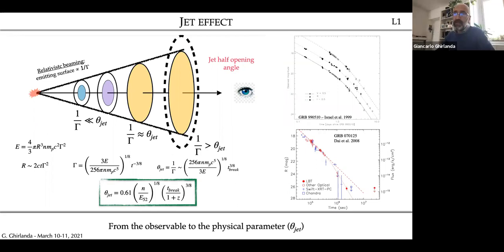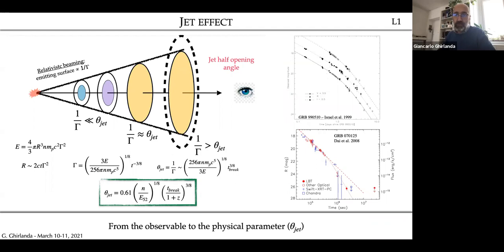And by measuring the time when this transition happens, this is another example, what you have is that similarly to what we did with the bulk Lorentz factor, you can derive an estimate of the jet opening angle. It's simply by combining the simple equations. And what you get is an equation like this. This is valid for a constant density interstellar medium. The observables you need are the energy of the afterglow, which is the kinetic energy during the afterglow phase, the density of the interstellar medium, and again, the time at which you observe this break here.